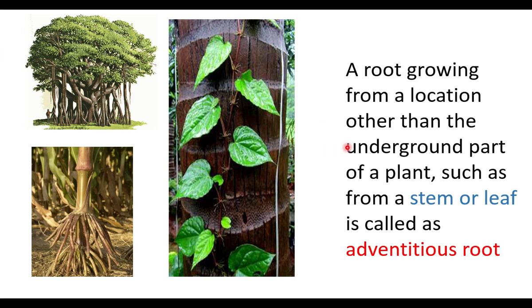What is called an adventitious root? A root growing from a location other than the underground part of the plant, such as the stem or leaf, is called an adventitious root. When roots arise from the stem or leaf, that root is called an adventitious root. The root is above the ground. When the root is underground, that is a normal root. In the banyan tree, the root is an adventitious root. In sugarcane, the root is adventitious.